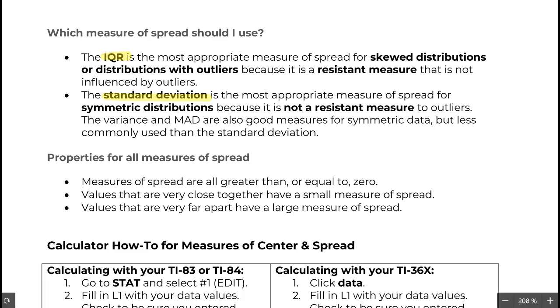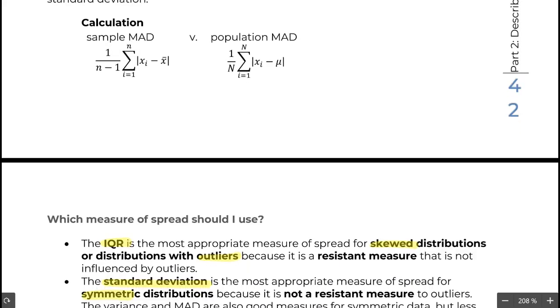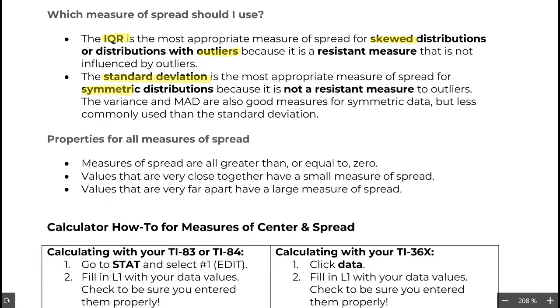Just like the median, the IQR is the best for skewed distributions or distributions with outliers, because it ignores that top 25% and bottom 25%. It ignores any outliers, those very extreme values to either end. The standard deviation takes everything into account, just like a mean, and it uses the mean. So it's going to be your best measure of spread if we're dealing with symmetric distributions. As I have a note here, variance and the mean absolute difference are also good measures, but they're just not ones that I'm going to be using.